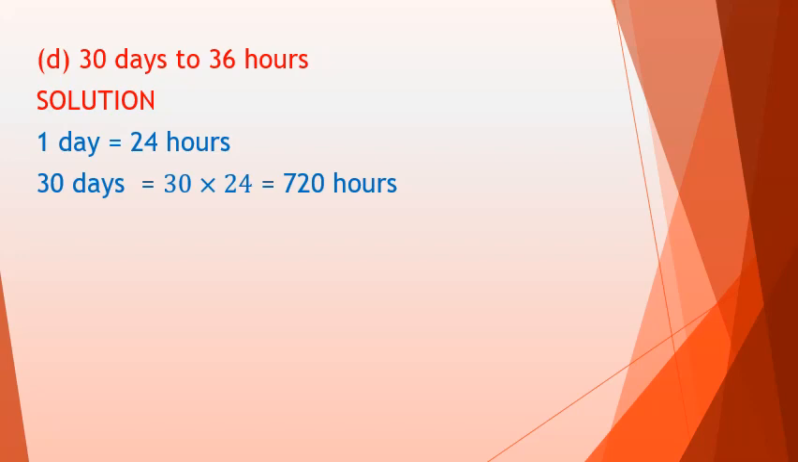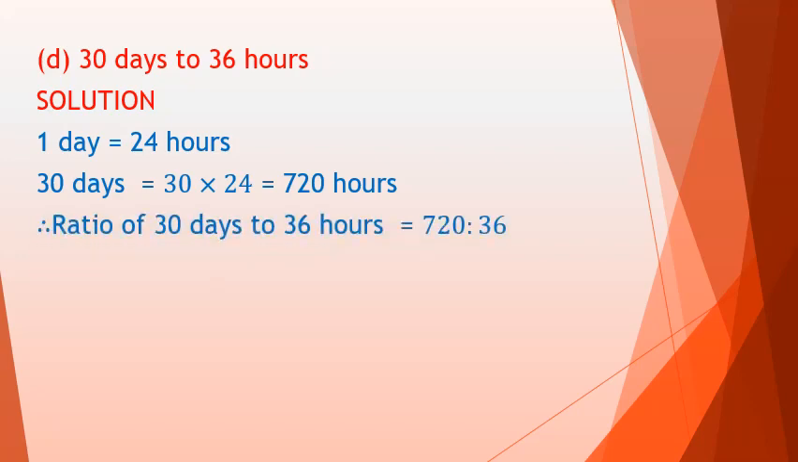720 hours. Hence the ratio of 30 days to 36 hours equals 720 is to 36, which gives 720 upon 36. After cancelling, we get 20 upon 1. Hence, the ratio of 30 days to 36 hours is 20 is to 1.